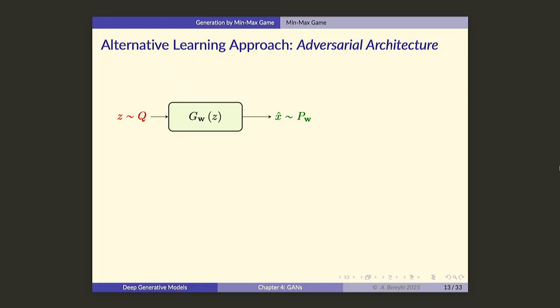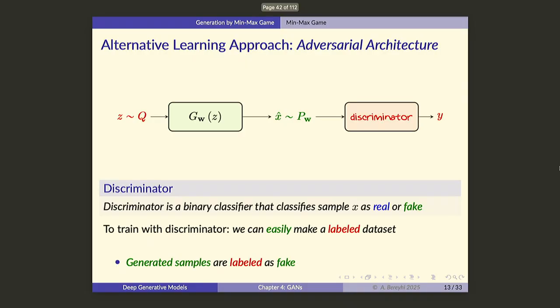Now, if I cannot compute the likelihood, maybe I can just put something here to judge whether this is really looking like the real data or not. This is what we call a discriminator. So we're going to put one discriminator here. The discriminator is going to look at your generated sample and tell you whether this is a real sample or a fake sample. So what task is the discriminator doing? Classification, exactly. It's just doing classification, fake or real.